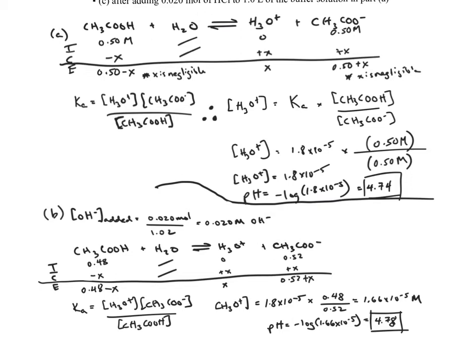Okay, so B says after adding base, and it tells you that it's 0.020 moles of sodium hydroxide in 1 liter. So we need to make sure we get that into a molarity. It's basically just turning the moles into a molarity since the liters are 1.